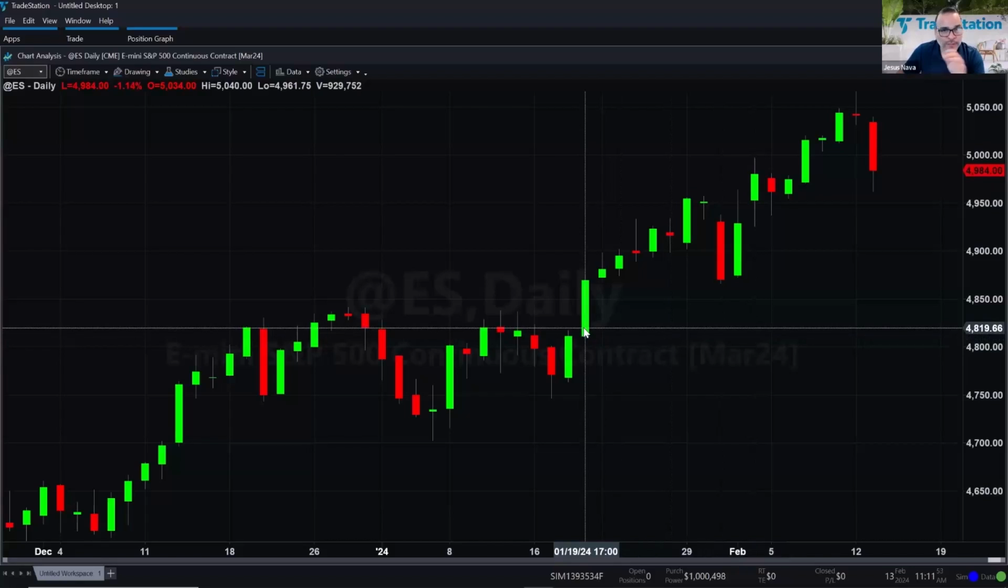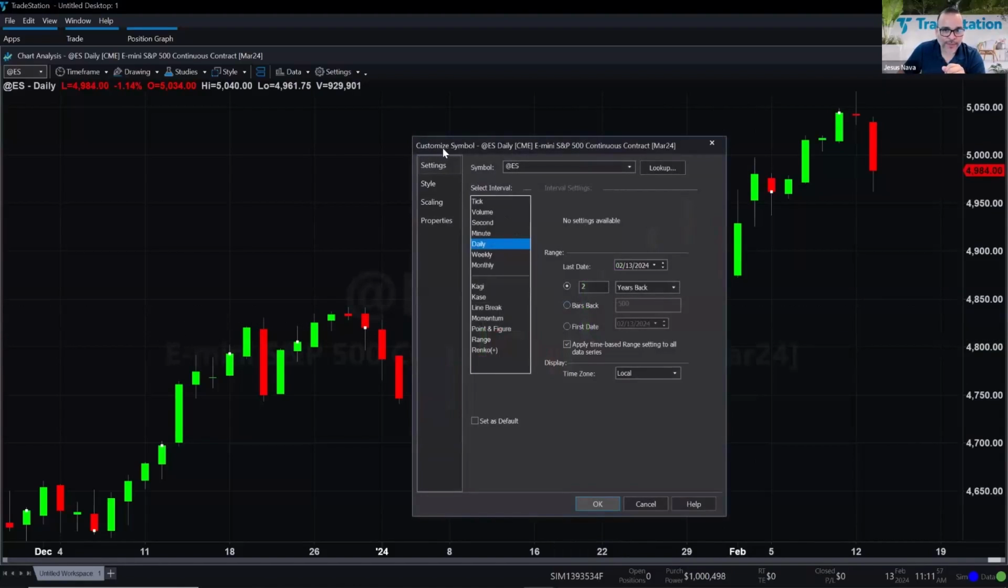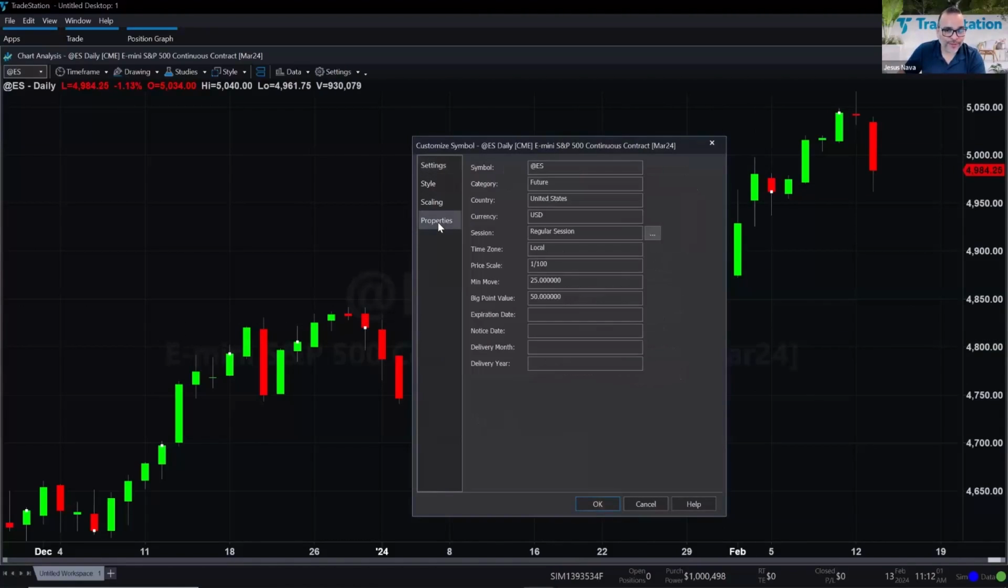But on the TradeStation charting, if I double click on one of these candles, it'll take me to the customized symbol dialog, so I can check the properties of the symbol. And you can see over here that for any futures contract, it'll give you something called the big point value. On this particular security, it is 50. 50 is the dollar value for every point movement of the security. That's a big point. We're talking about a whole point.